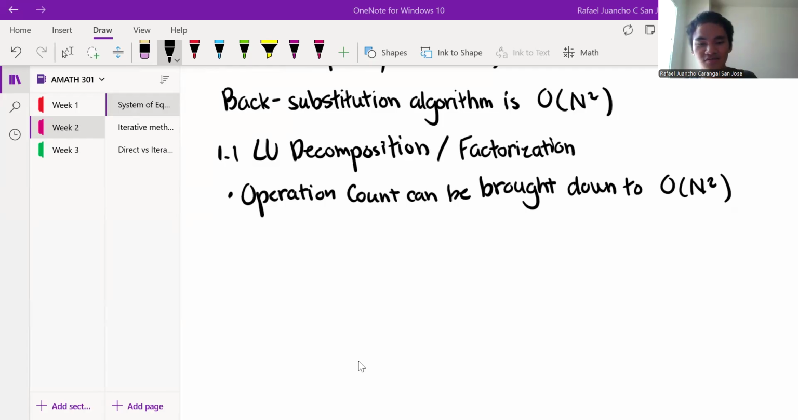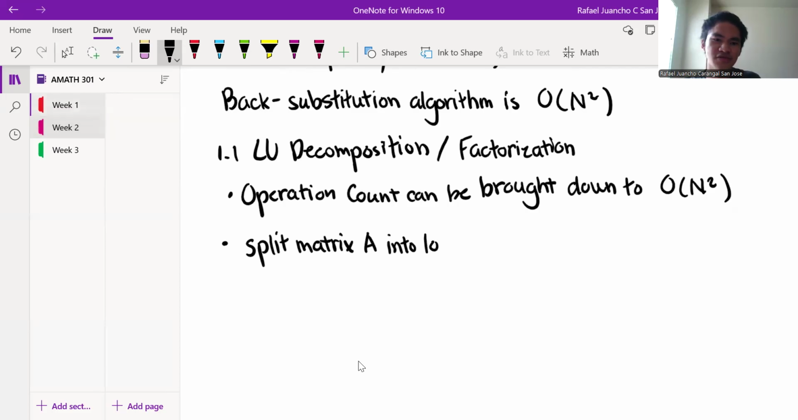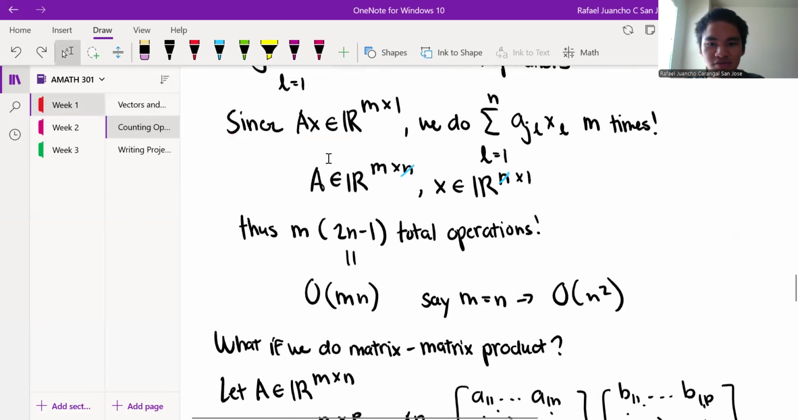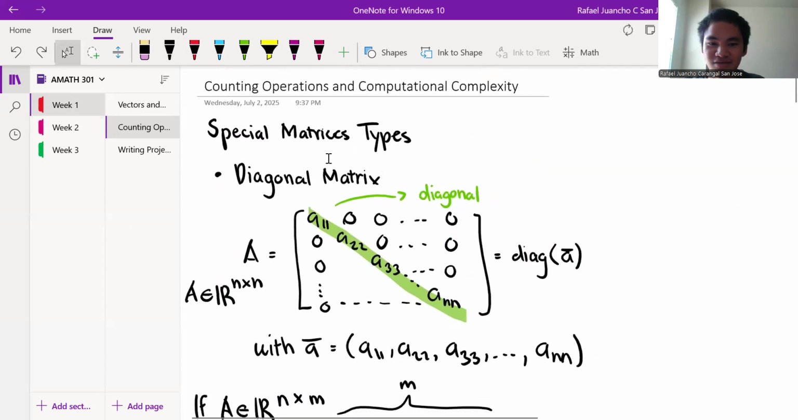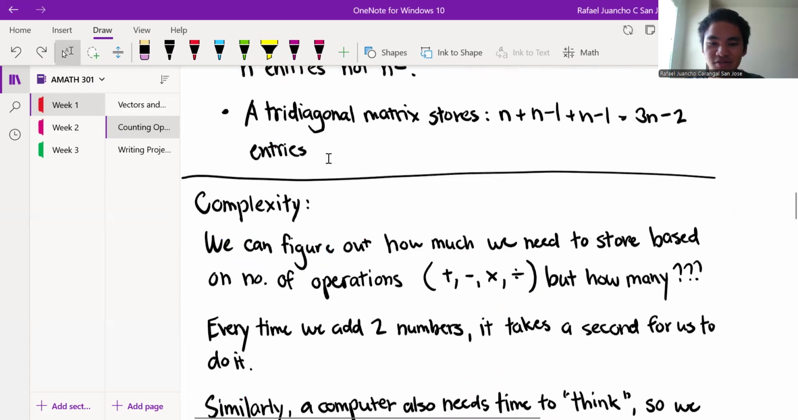So we have our AX equals B, right? That's our linear system. And we want to split matrix A. So here the idea is we want to split matrix A into a lower triangular matrix. I'm pretty sure we talked about that. Did we talk about lower triangular and upper triangular? Oh yeah, we did. Tridiagonal matrix. We talked about it for a bit.